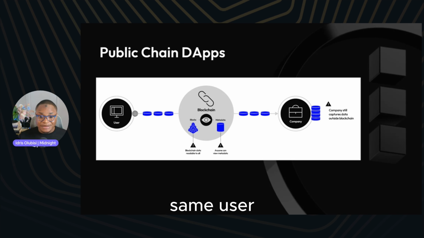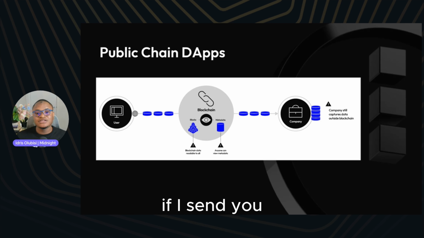On my screen, same user on the left, same company on the right. But now there's a blockchain in the middle where data flows through into the blocks, and a layer of metadata sits alongside that data. Every transaction you make is now visible to everyone. The blocks are readable to all. The metadata, who interacted with what, when, and how often, anyone can view that.